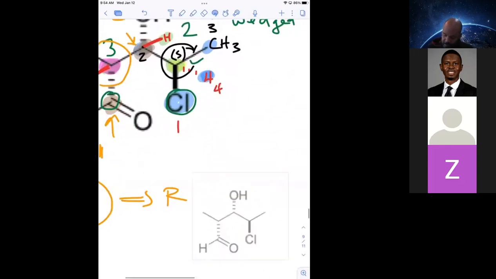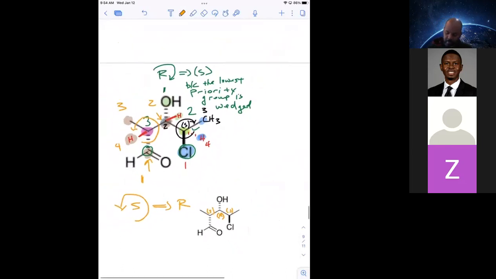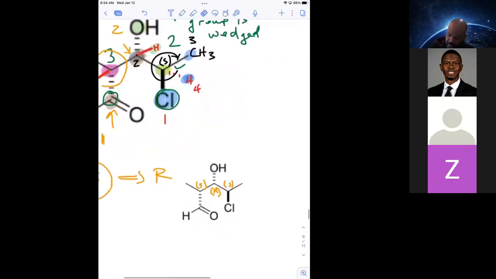So the configuration, let me see if I can paste this again real quick. What did we say the first one was? S. And then we said this one was R. And then this is S. Is that right? No, it's not. The middle one is S. And the last one is R. My bad.